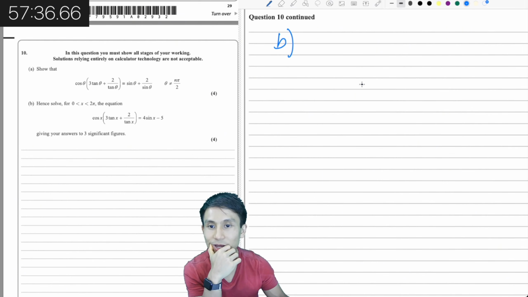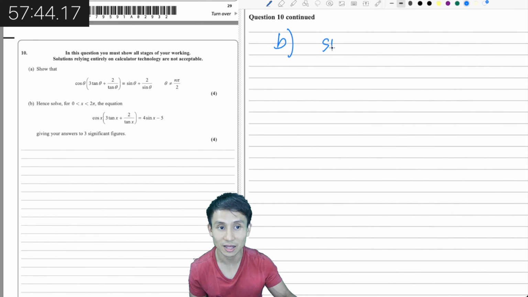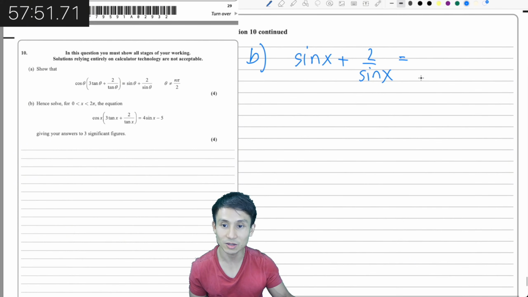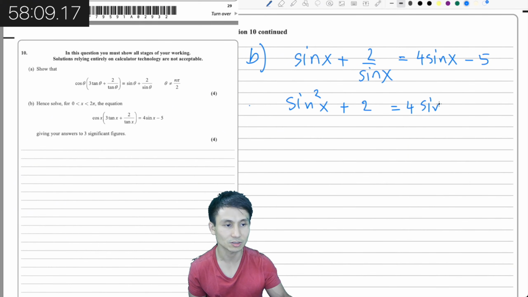Okay, yeah, we're going to compare then, because we already proved that the left-hand side of the equation in B here is just exactly sine, in this case it would be x, plus 2 over sine x, right? And then we put it to equal 4 sine x minus 5. Yeah, because they say that it's equal to that, so we just put it. Seems like we can multiply everything by sine, right? So sine squared x plus 2 equals 4 sine squared x minus 5 sine x.